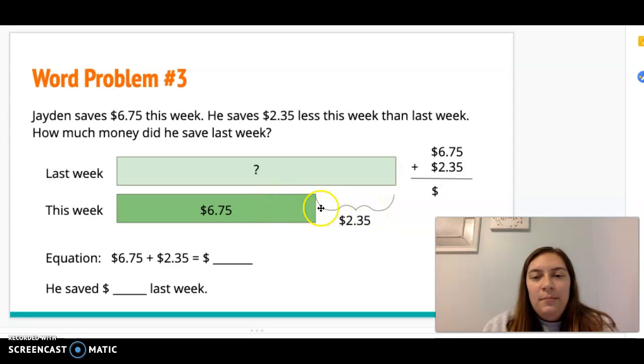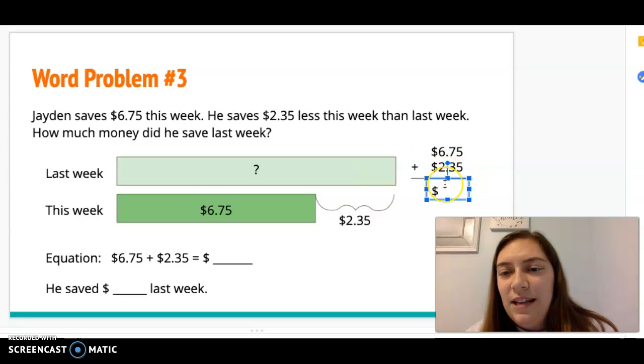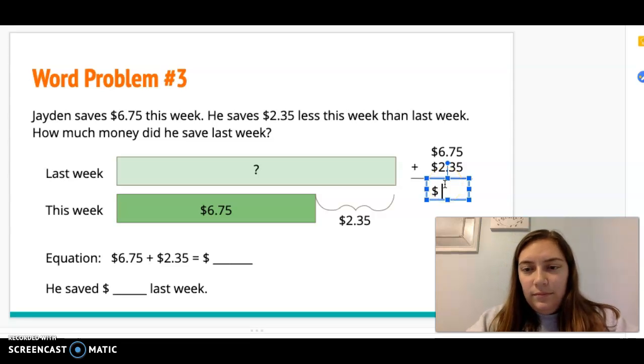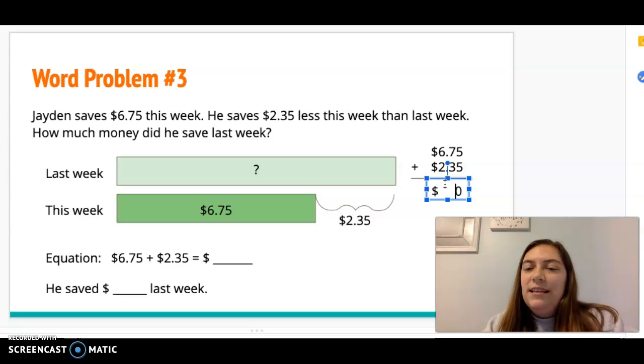So a part plus a part gives us a whole. We are looking for the whole again. It's not saying the whole of both weeks. It's saying the whole in our comparison model. So our $6.75 I put over here, plus our $2.35. So if I do this right, I get 5 plus 5 is 10. Carry my 1. 7 plus 1 is 8. 9, 10, 11.